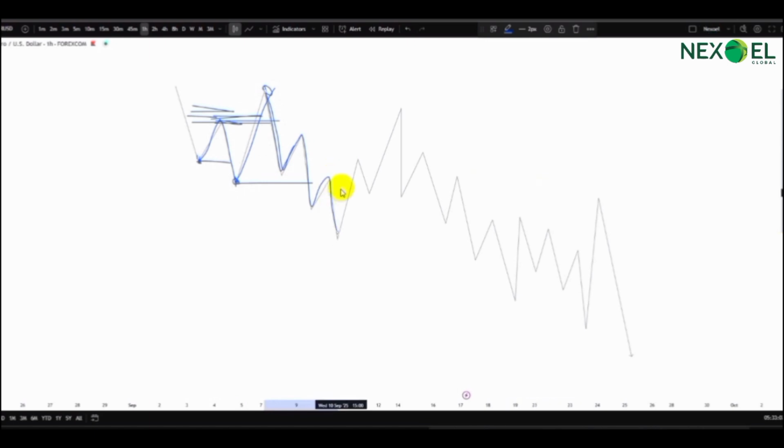We have liquidity resting here. We have also liquidity resting here. So these are the internal range liquidities because price has taken out the external range liquidity here. So we now want to see price seek an internal range liquidity before we continue bearish to the downside.